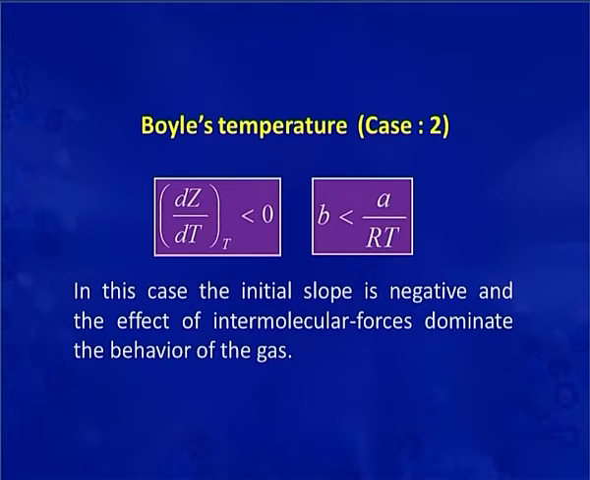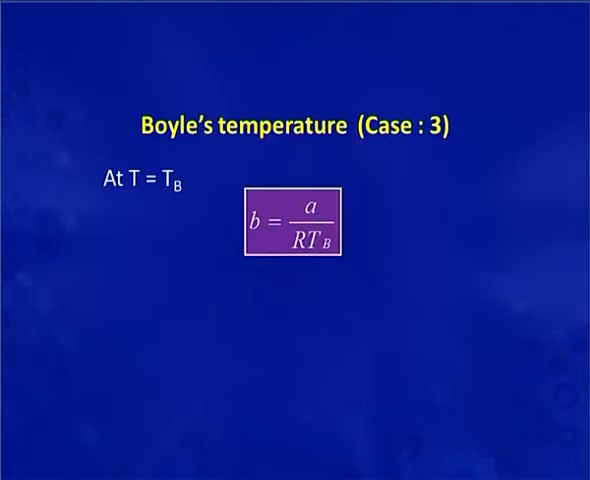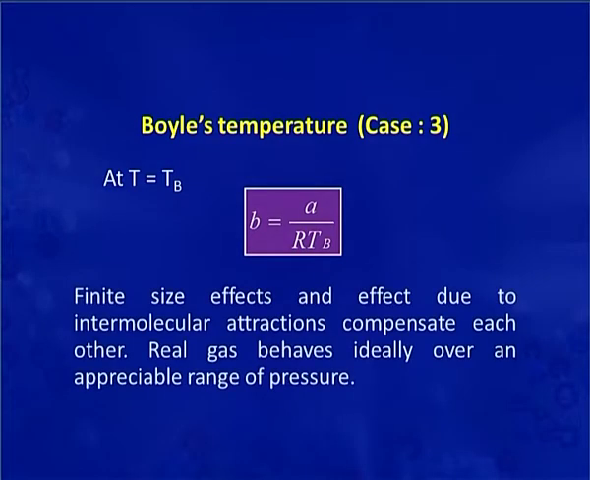And at Boyle's temperature, when T is equal to TB, in this case b is equal to a by R TB. It means one effect, that is the finite size effect, and the effect due to intermolecular force of attraction, that is due to a, compensate each other. So real gases behave ideally over an appreciable range of pressure at Boyle's temperature.